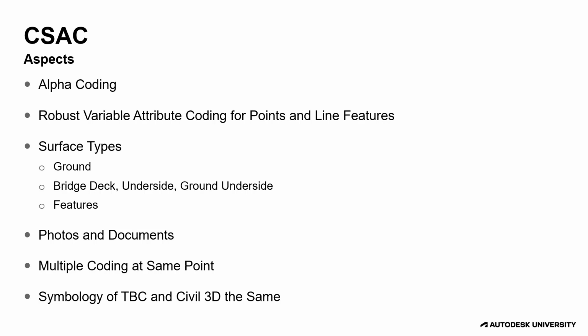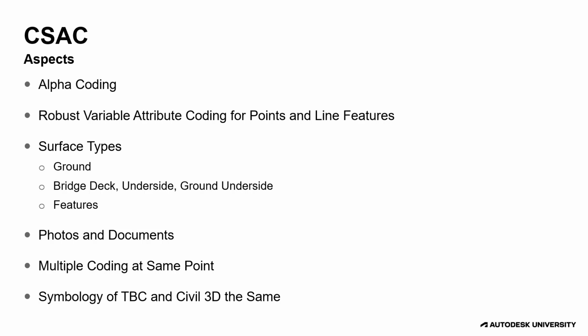And then we might have features like metal beam guardrail, signs, and other features that don't necessarily belong to ground, but we want to collect that data. We can then link photos and documents, right? Because if someone takes a photo out there, or the surveyor takes a photo, we want to have a link between the survey data and the image.